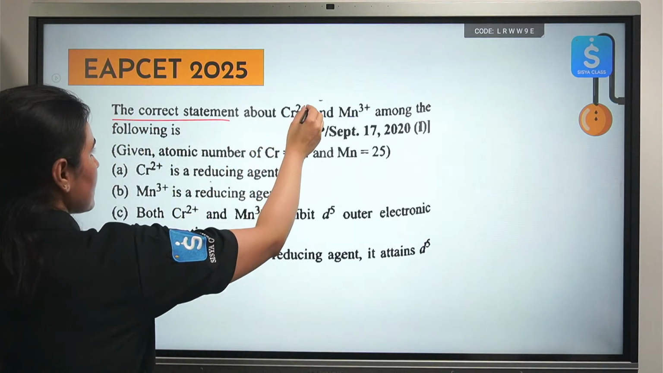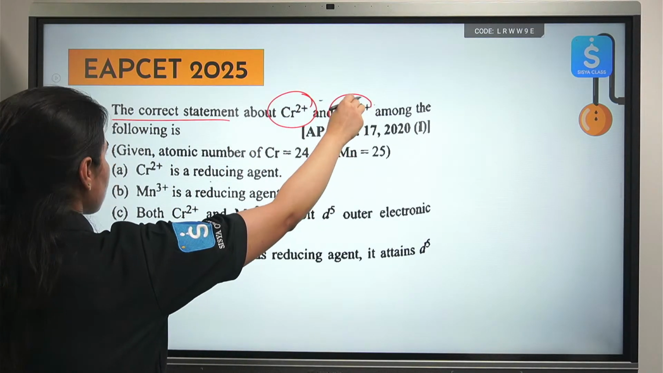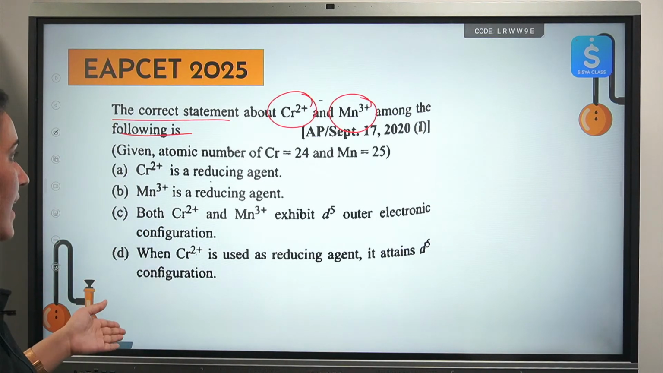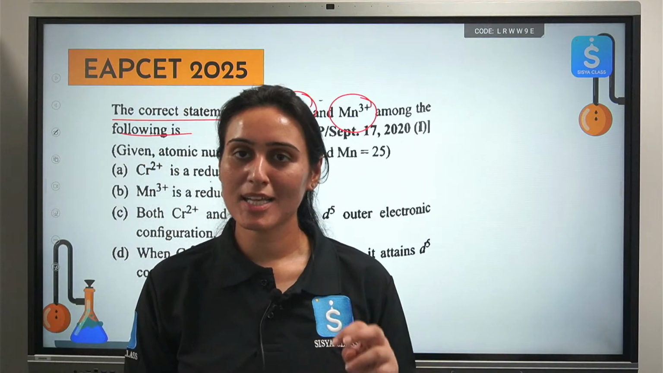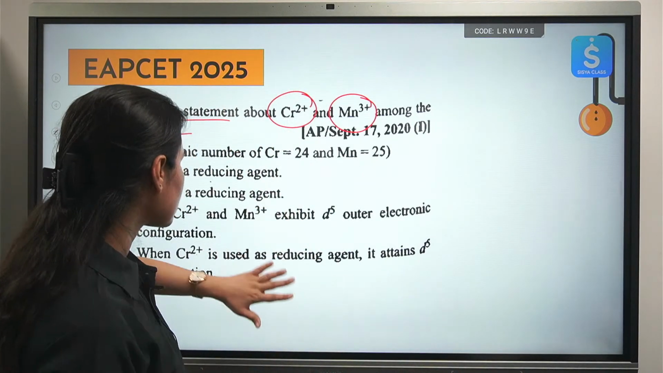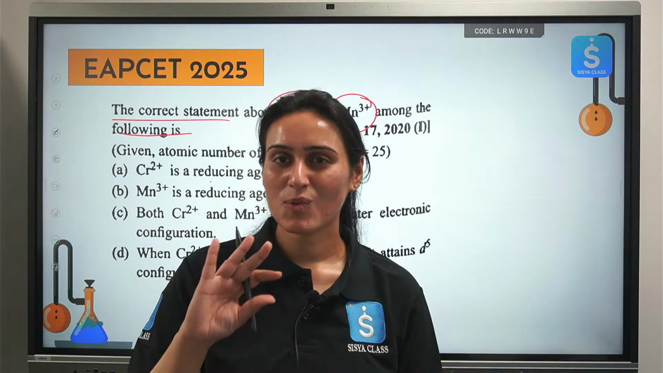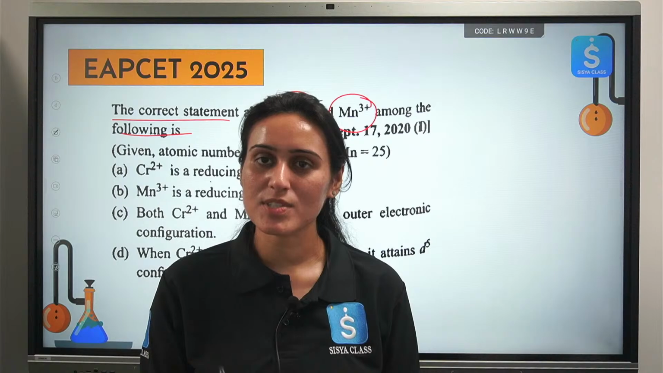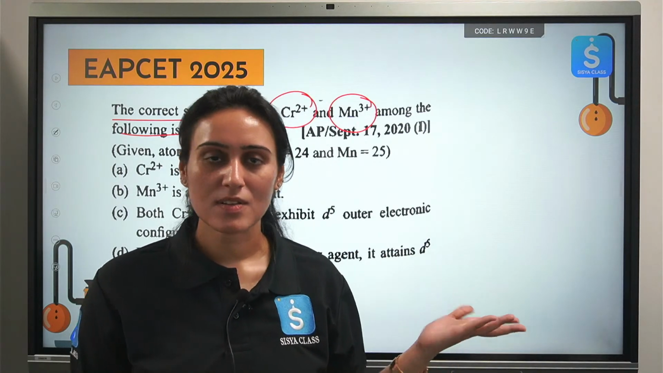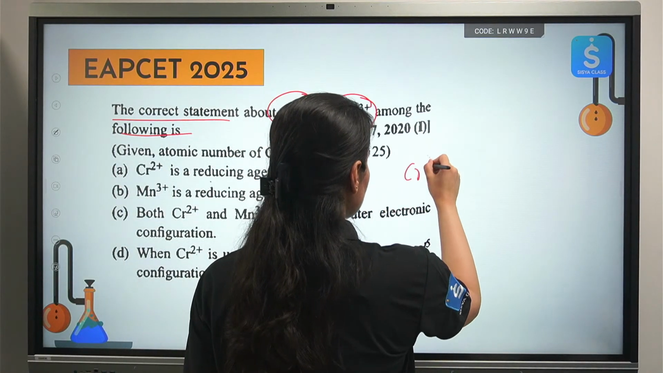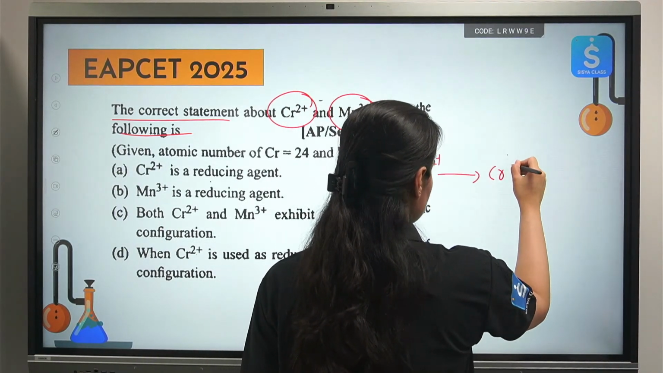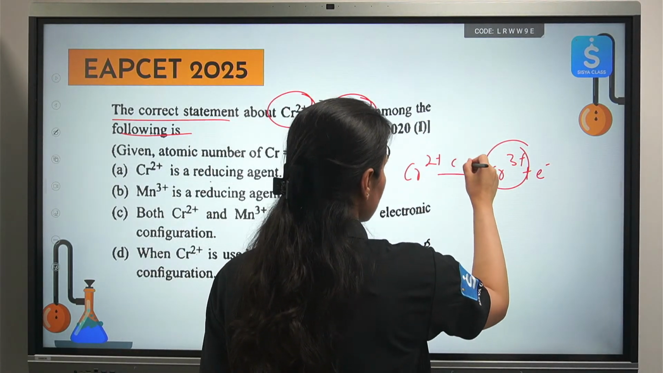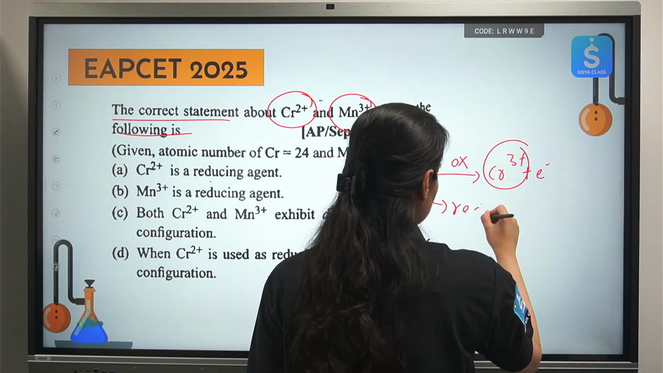The correct statement about chromium 2 plus and Mn3 plus among the following is. We have done something similar just now, that chromium 2 plus is much more stable in the 3 plus oxidation state. A similar question is repeated, but only the wording of the statements is different. They are asking you the same thing. You already know the answer. Just choose the correct statement according to the question. So again we will say chromium 2 plus will readily change into chromium 3 plus. Why? Because this is the stable oxidation state of chromium. It itself undergoes oxidation. It will behave like a reducing agent.